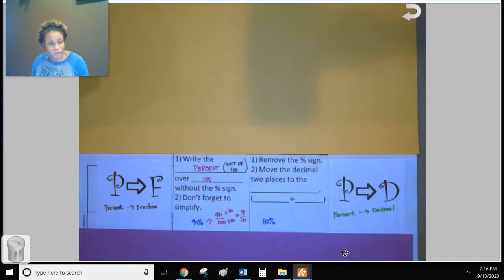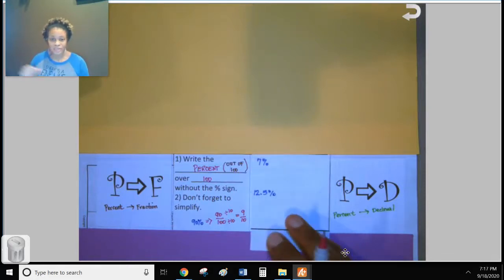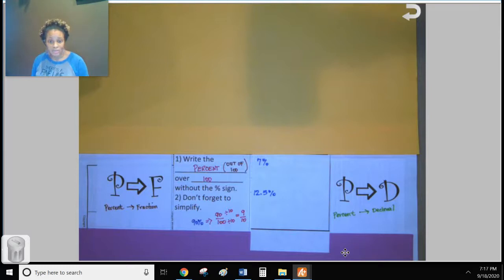So I want you guys to practice. There's a little challenge problem in here for you. We have 7% and 12.5%. So write these down, pause, practice, write them out of 100, and then simplify.